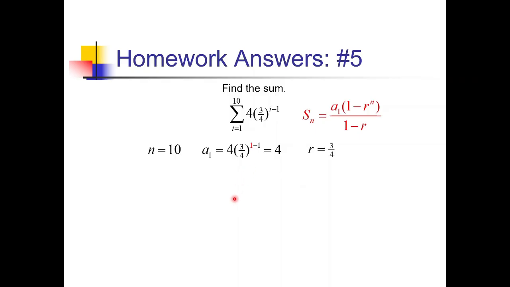So putting all this together, we're doing the sum of the first 10 terms. We have the a1 of 4. We've got 1 minus the r of 3/4 raised to the 10th power. And we have 1 minus the r value 3/4. Definitely plugging this into the calculator.